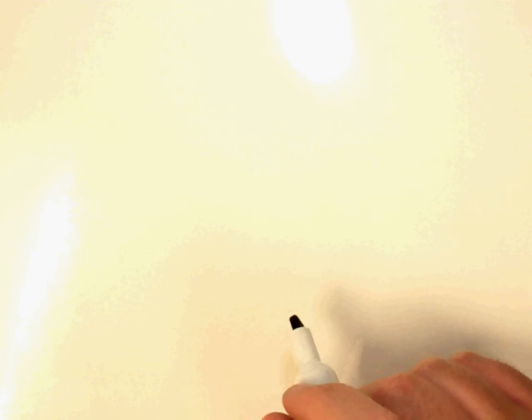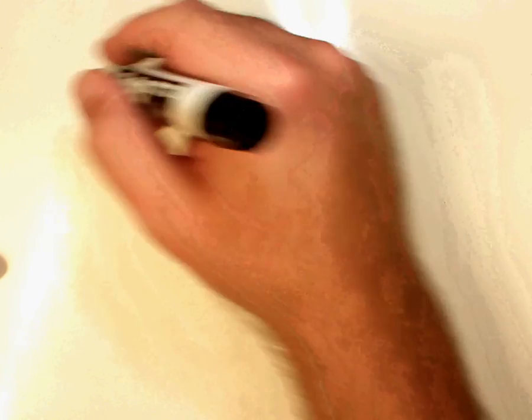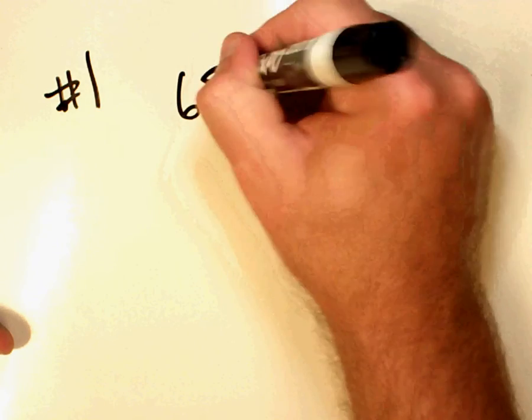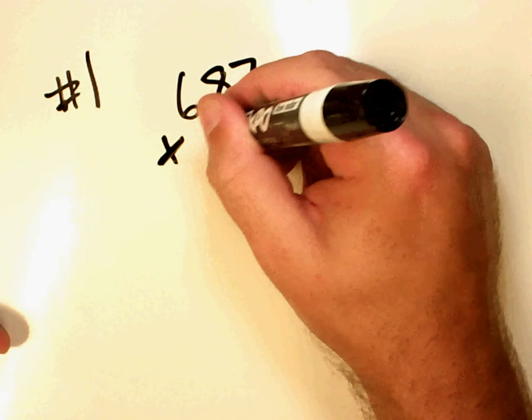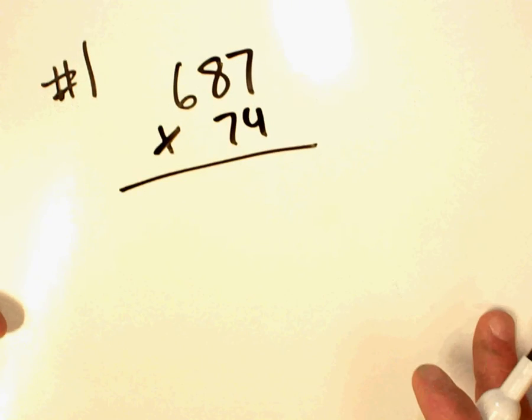Alright, so we are going to do 3 practice problems illustrating practicing 3-digit by 2-digit multiplication. For our first practice problem, number 1, we are going to do 687 times 74. Okay.